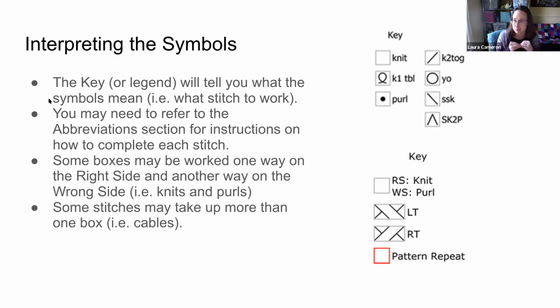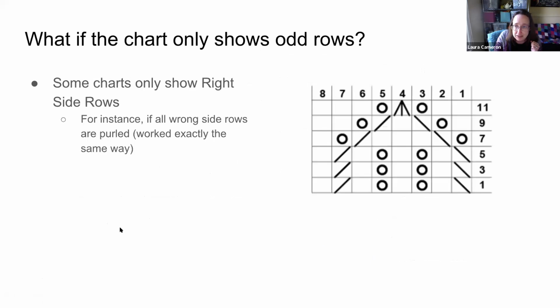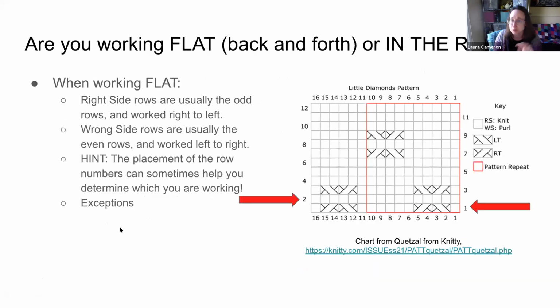So you will see examples. I can go back to the cable chart here, and you can see that when you put the cables next to each other here, it's 4 stitches wide. So 2 stitches and 2 stitches.